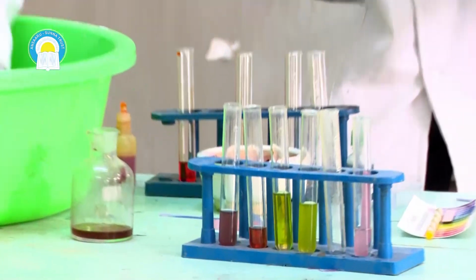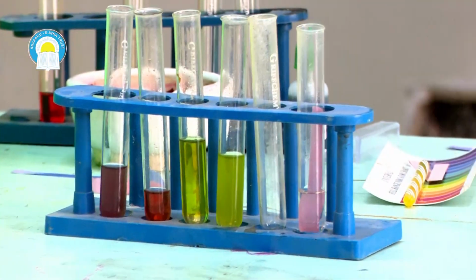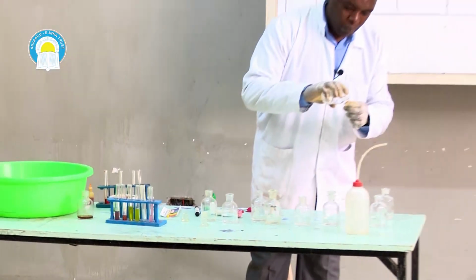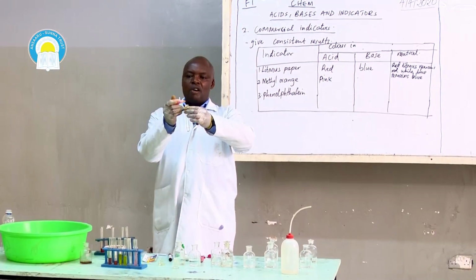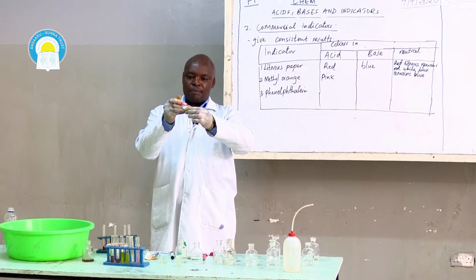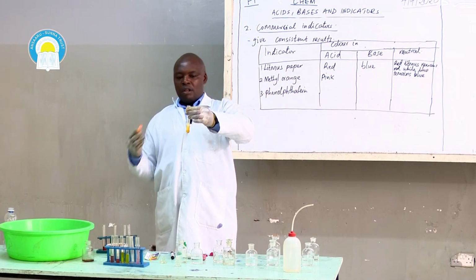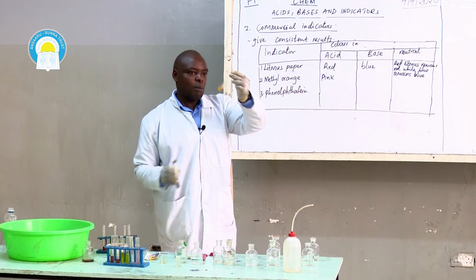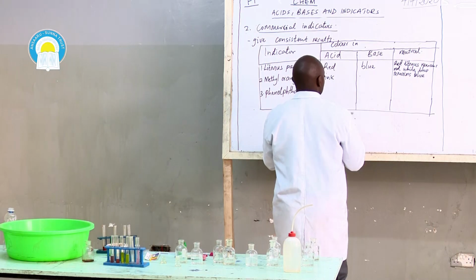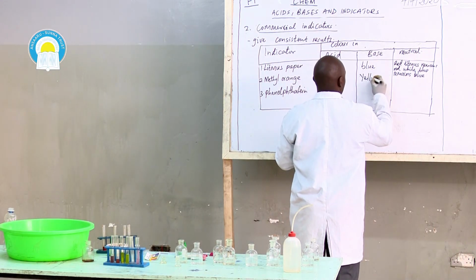What about a solution of sodium hydroxide? Or let me use ammonia solution. So methyl orange in ammonia solution, you see it becomes yellow. Methyl orange in a base, the color is yellow.